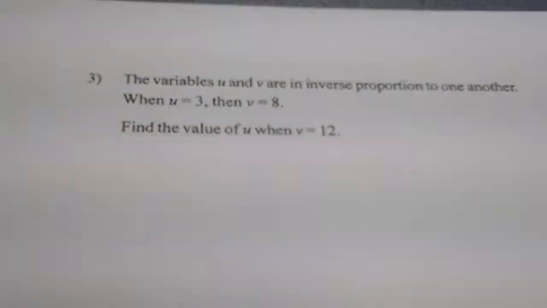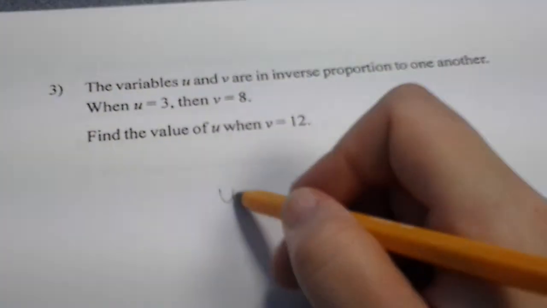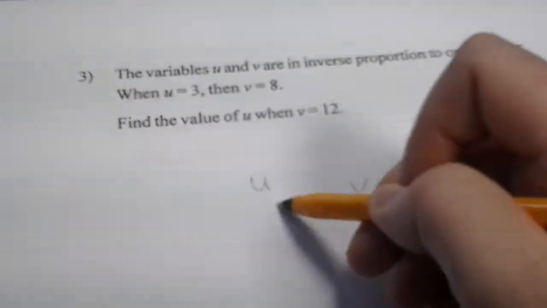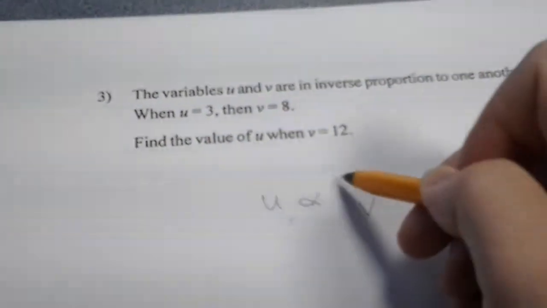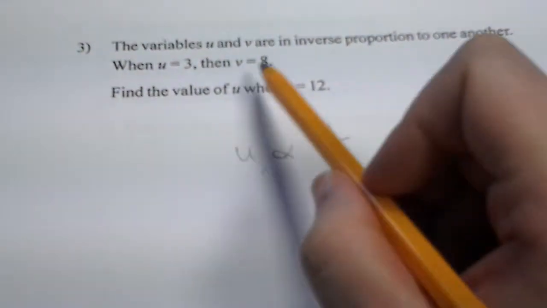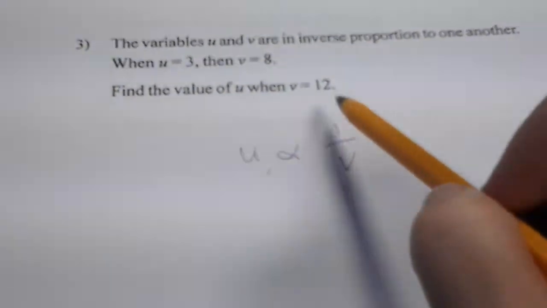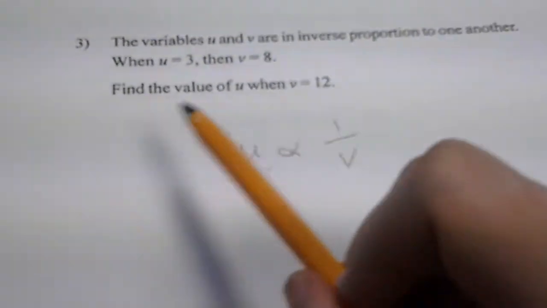Number 3 is very similar to number 2, it's just worded slightly differently. The variables u and v are in inverse proportion to one another. So u is proportional to the inverse of v. When u equals 3, then v equals 8. Find the value of u when v equals 12. They've not asked us to write a formula, but it's always best to do that.